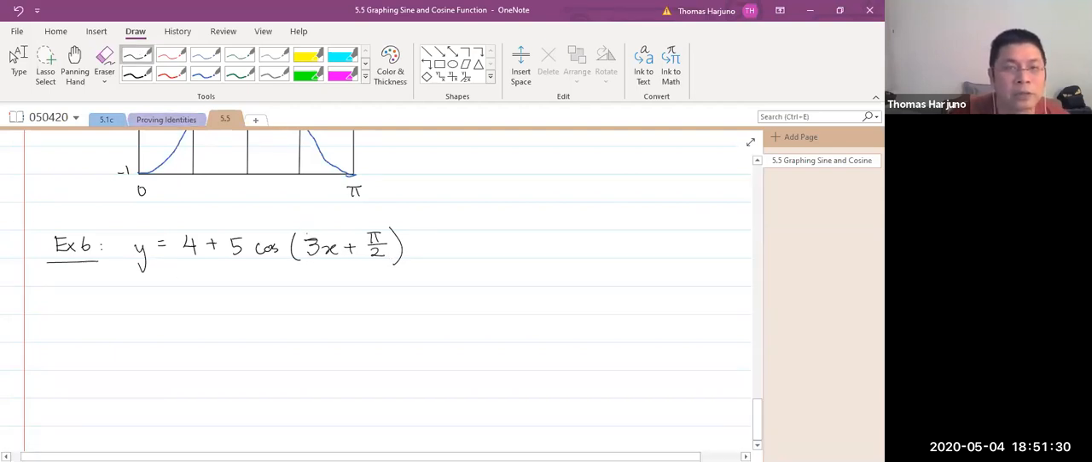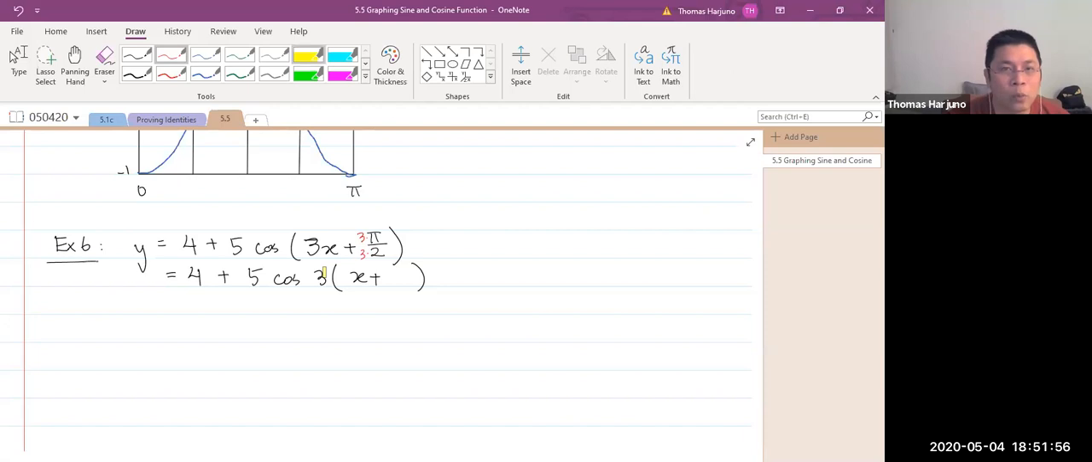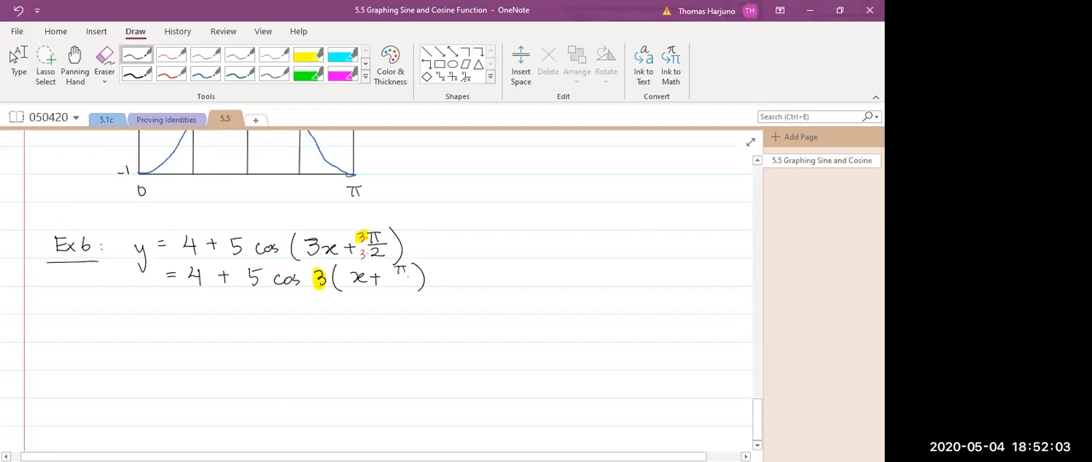factor this 3 out first. So 4 plus 5 cosine 3 times x plus 1. If you factor the 3 out, what do you get left inside? Pi over 6.